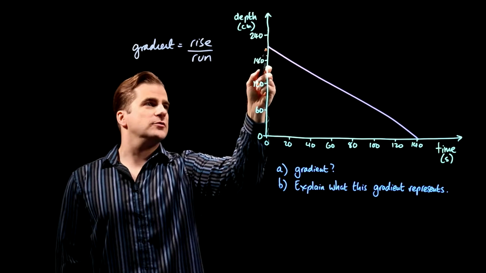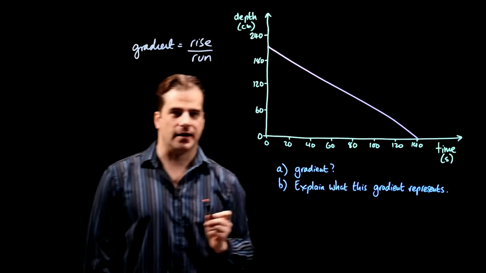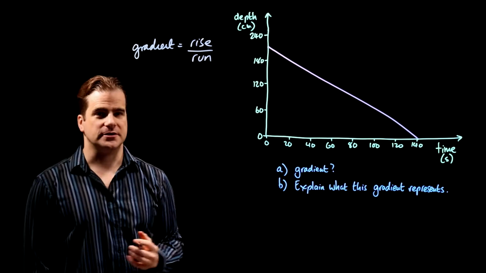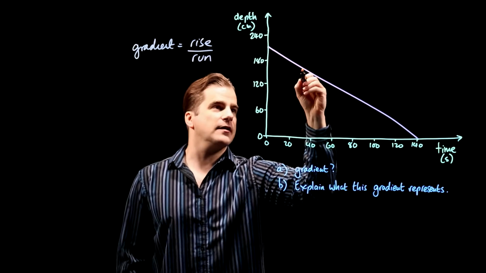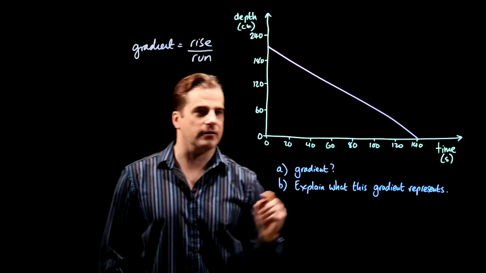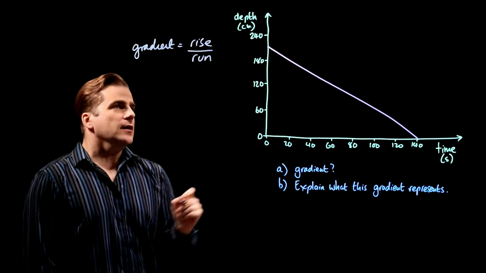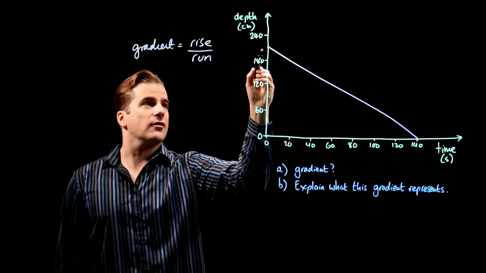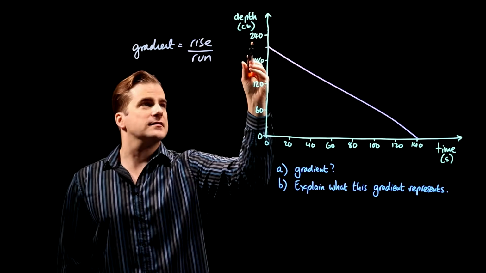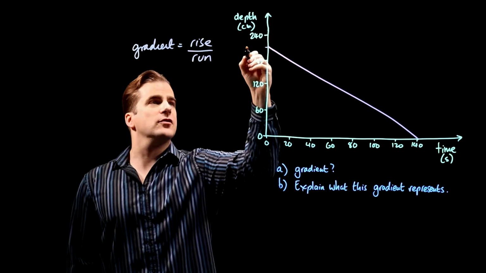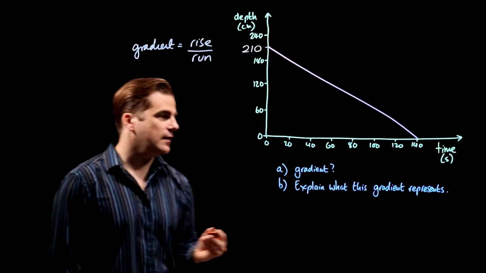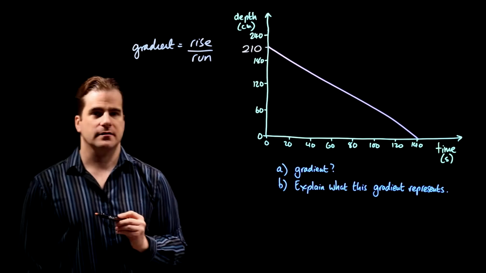So let's choose this point and this point to calculate the gradient over. These are the two obvious points. It'll make our life much easier. Of course, you can calculate gradient between any two points on the line, but these two are the obvious choice. So, looking at the graph, if you read off the value, that point there is at a depth of 210 centimetres. And that's at 140 seconds.